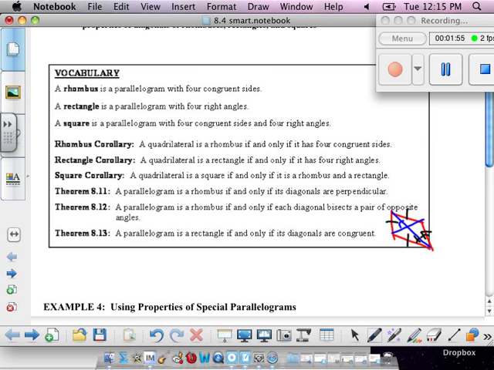A parallelogram is a rectangle if and only if its diagonals are congruent. So if we've got a rectangle, we know we have 4 right angles. We know opposite sides are congruent. That's part of a parallelogram. All of these opposite sides have to be congruent. But we know their diagonals, the whole things, are equal to each other.